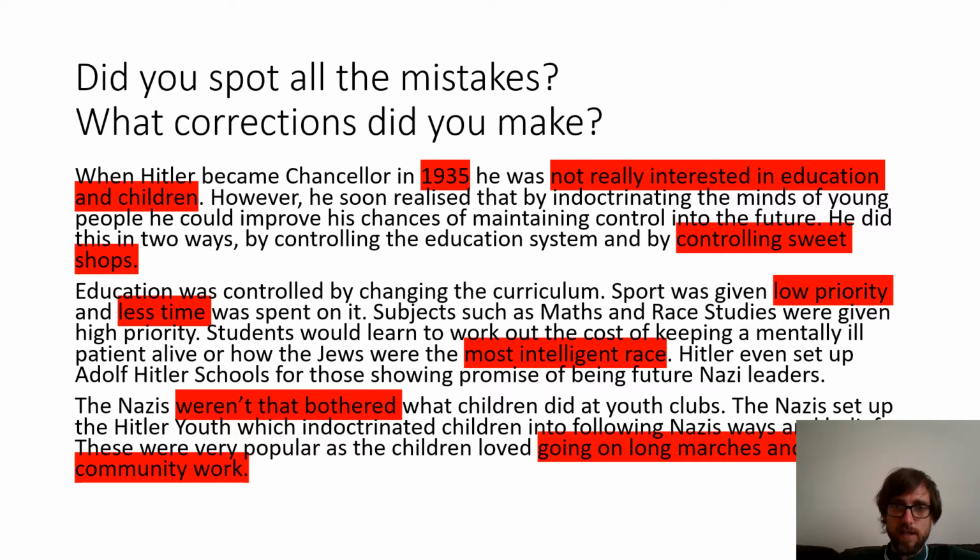However, he soon realised that by indoctrinating the minds of young people, he could improve the chance of maintaining control in the future. He did this in two ways: controlling the education system and by controlling sweet shops. Sweet shops is obviously wrong, and instead of that, you might have hopefully thought about controlling the teachers themselves, so the education system, but also making sure that the teachers adhered to Nazi policy.